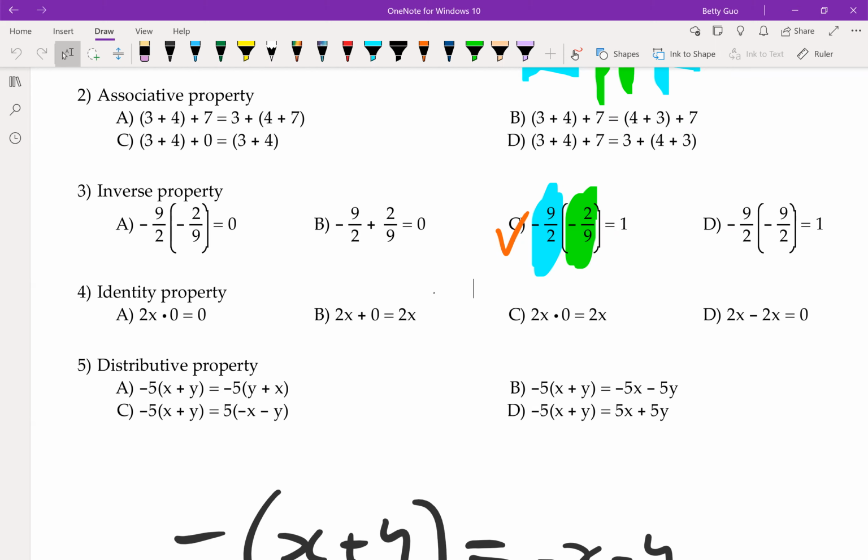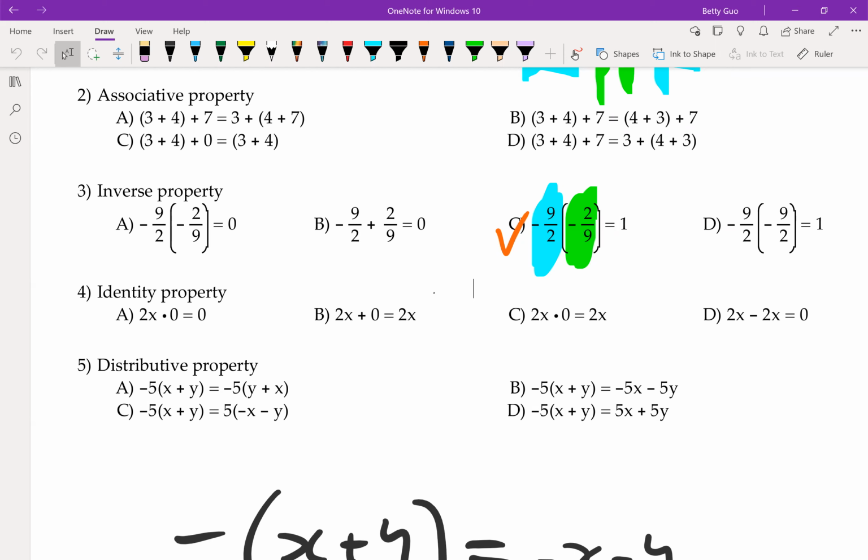Let's see this one. 2x times 0 equals 0. We know 0 is additive identity, right? But the operation on the left is multiplication. Even though the equation in itself is a true statement, what do you think? This is not an example for identity property, right? It's just that 0 multiplied by anything equals 0.